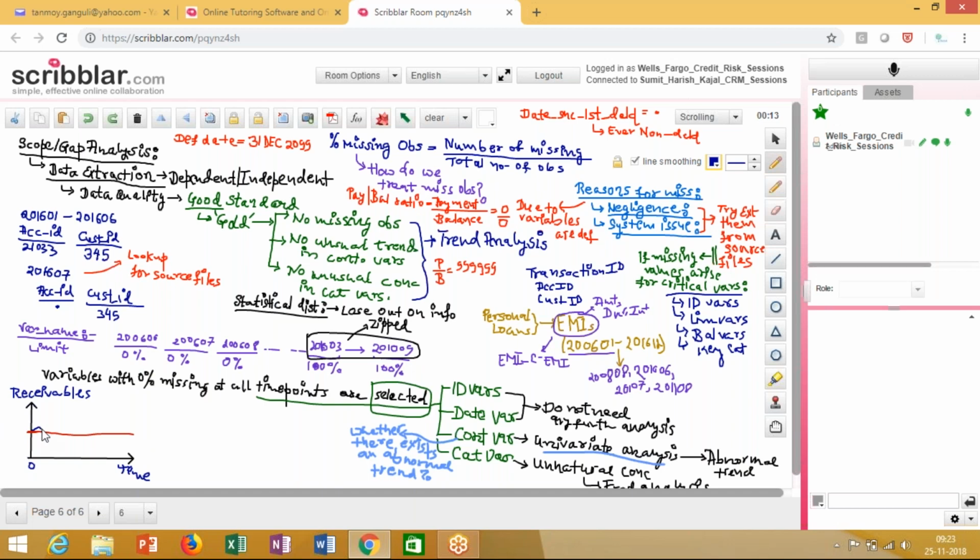Now the observed receivables will look something like this. They will be more or less symmetrical. It may go down sometimes, come up sometimes, but it will behave very symmetrically about that mean line. So all the behavior of these receivables over time is very symmetric. Now, why is it symmetric?